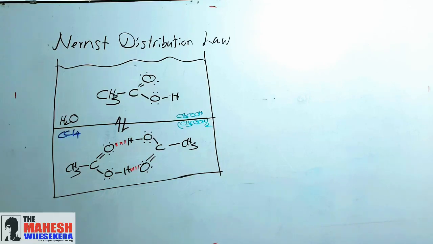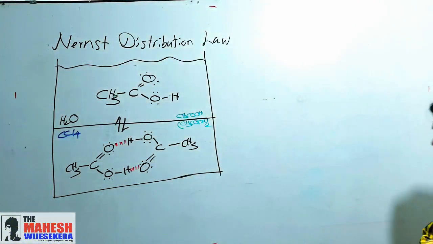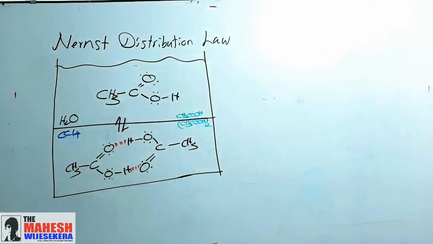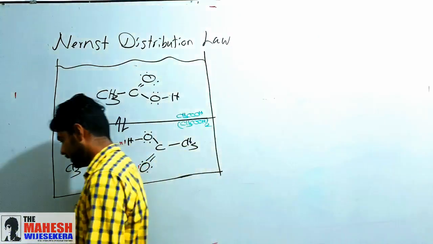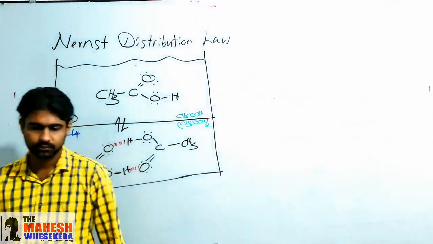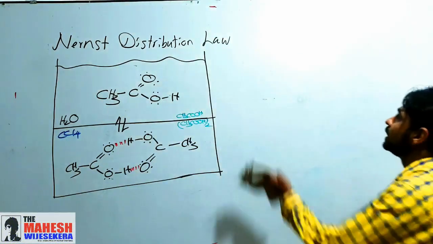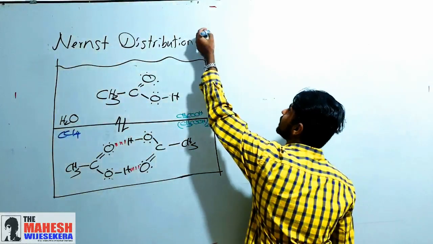Okay. Then write the subtitle: Problems involving Nernst distribution. Now, write this question. One by one, we'll discuss questions.